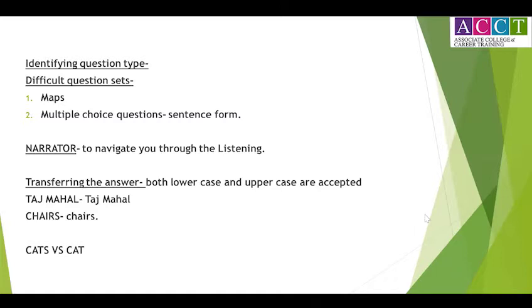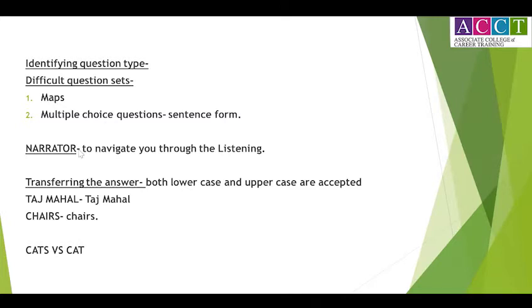You have to identify the question types, as in total there are 15 to 16 question sets which are reported, and out of those I have highlighted two question types which, according to me, students generally find very difficult. Number one is the map, and number two is the multiple choice questions. Until and unless you identify the question types, you don't have a specific approach towards that. Of course, it will be a bit difficult for us to score the desired band scores which we are looking for.